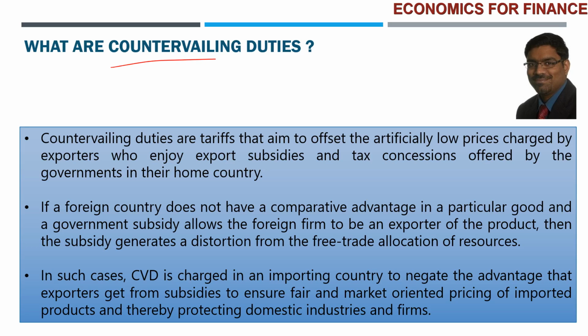Now, another very important short note question is countervailing duties. Countervailing duties are popularly called CVD. These duties are the tariffs that aim to offset, that means balance out, the artificially low prices charged by the exporters who enjoy export subsidies and tax concessions offered by the governments in their own home country. So a lot of governments will offer incentives for exports. A lot of export incentives are given.